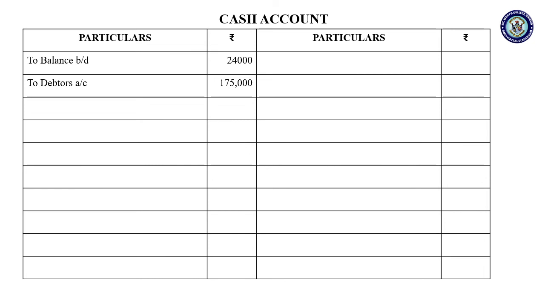Okay, next one, paid to creditors. The journal entry is creditors account debit to cash. So in the cash account it is by creditors account.